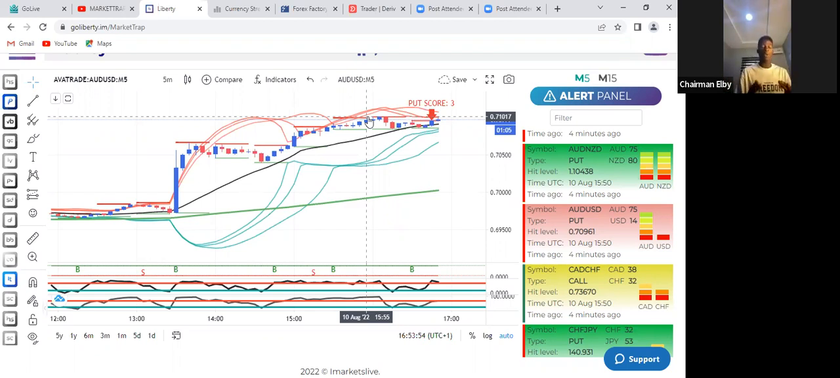Now I'm going to give you guys a little bit of what we call top-down analysis, so that you understand how to properly leverage it and know whether I'm making the right decision or not.